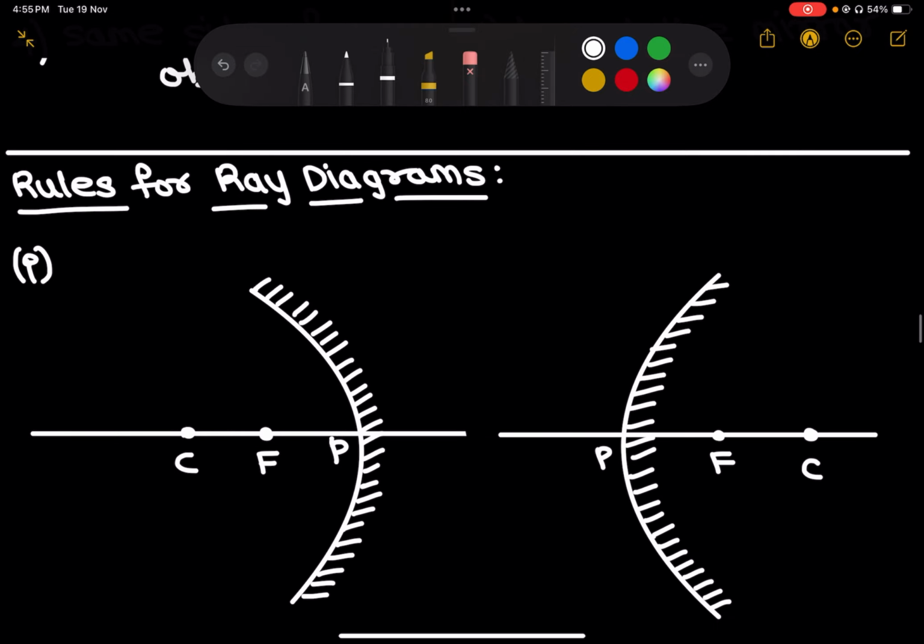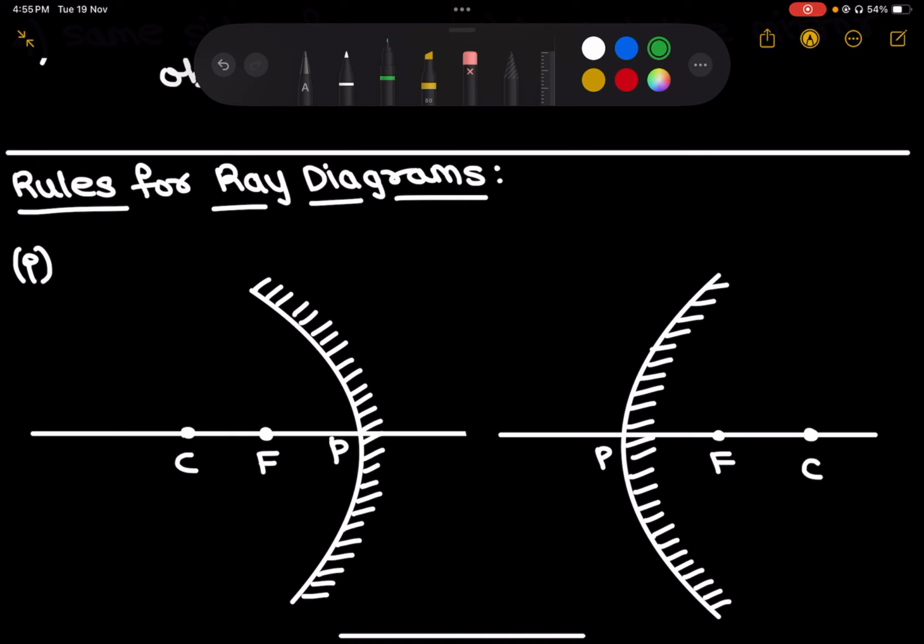Now let's see some rules for ray diagrams. Okay, let us see some rules for ray diagrams. So there are 4 total rules. Okay, so let's see each one of them one after the other for both concave and convex mirrors.